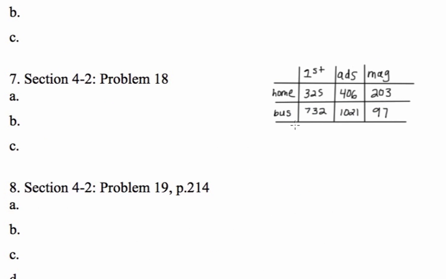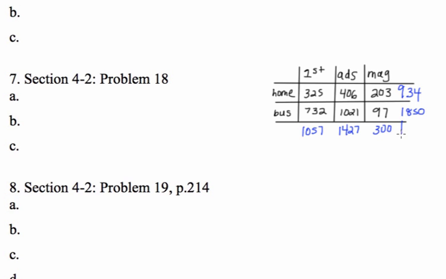I have a copy of my table. The first thing that I do when I do this problem is figure out my totals. Figure out how many total first-class letters there are by adding these. Figure out how many ads I have by adding these. How many magazines. And then how many were delivered to a home, add up the first row. How many were delivered to a business, add up the second row.